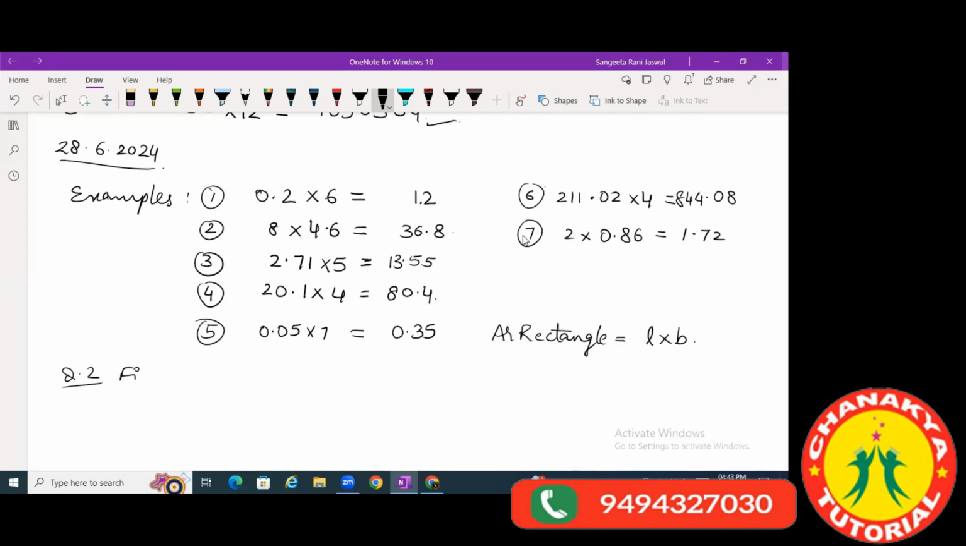The one that you are saying, 2 into L plus B, that is the perimeter of a rectangle. Perimeter means the sum of all sides of a rectangle. Okay, beta. So this is the difference. This is the perimeter. This is the area. I'm asking about the area of the rectangle.